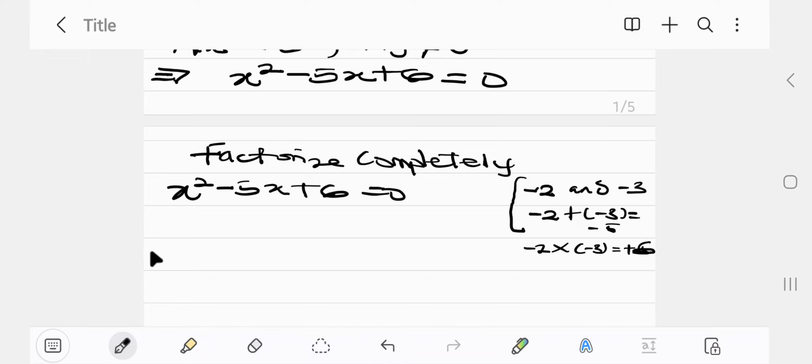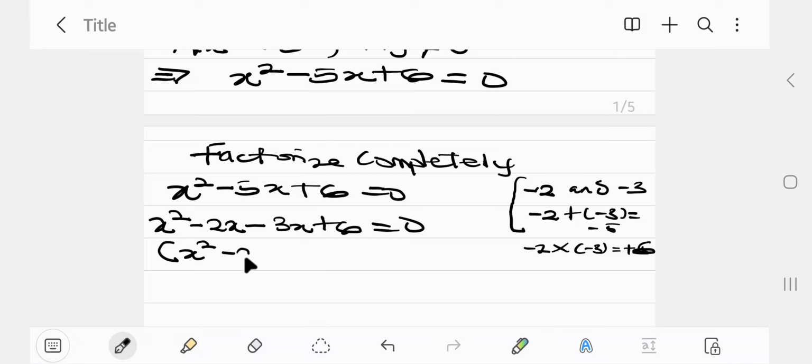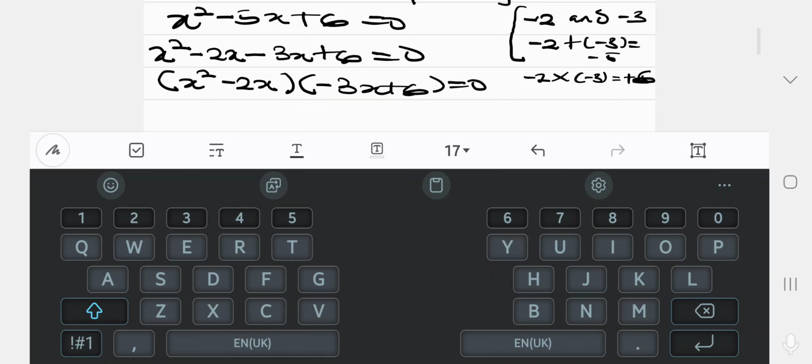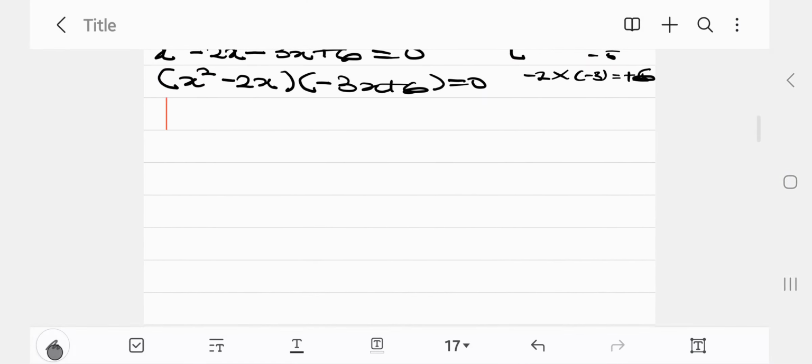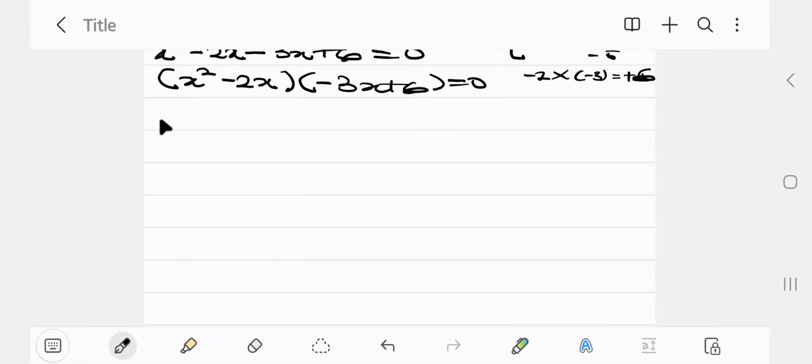At this point we're going to have x squared minus 2x minus 3x plus 6 equal to 0. So let's put them inside brackets: x squared minus 2x, and minus 3x plus 6, equal to 0. Please don't be confused about this. I'm sure you're going to understand, and it's going to be very simple for us. So we proceed downward again.